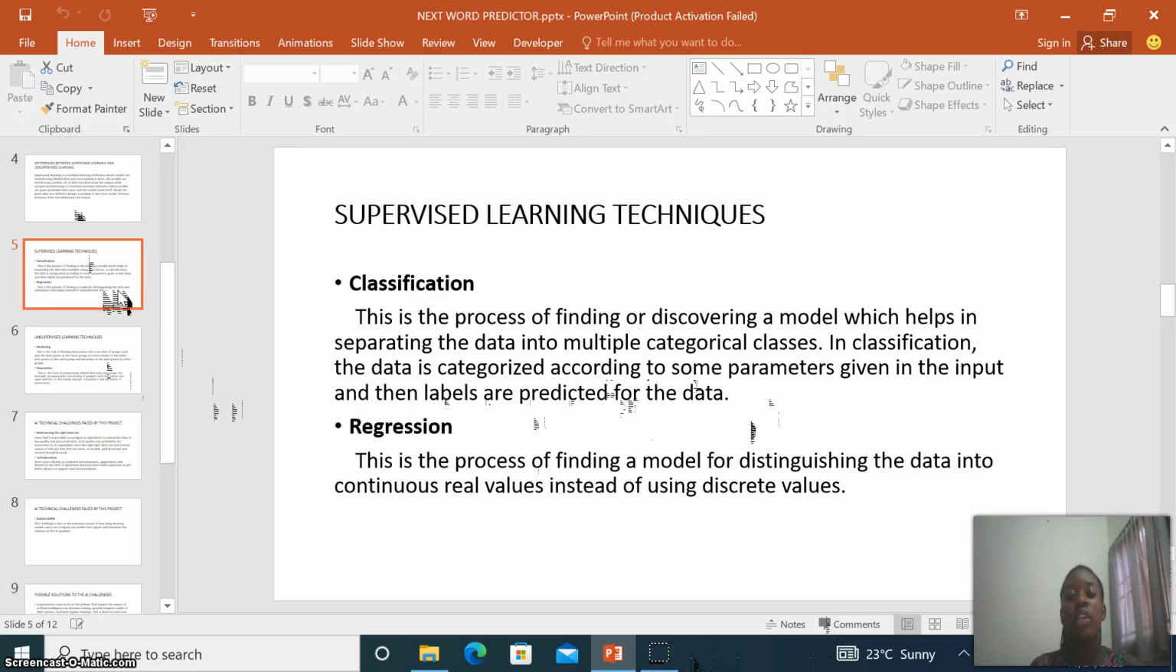Classification is the process of finding a model which helps in separating the data into multiple categorical classes. So in classification, the data is categorized according to some parameters given in the input, and the labels are predicted for the data. Under classification, for example in this project, the words which are related to each other are classified according to how they correspond. Let's say someone likes using some flow of sentences, so that data is always collected.